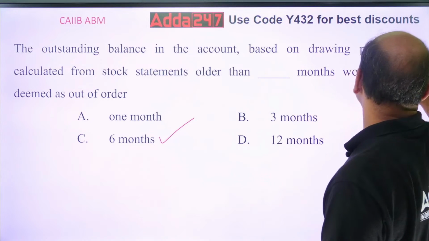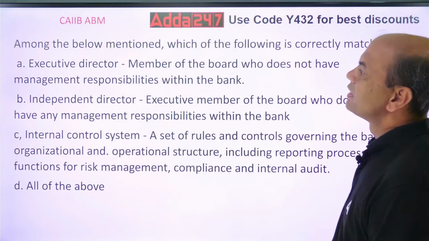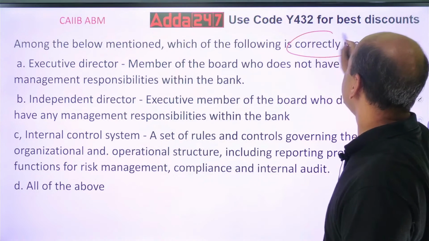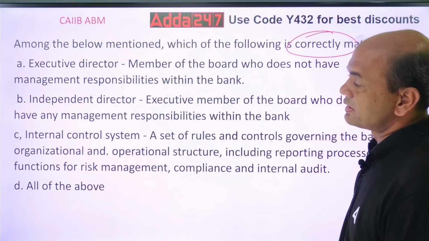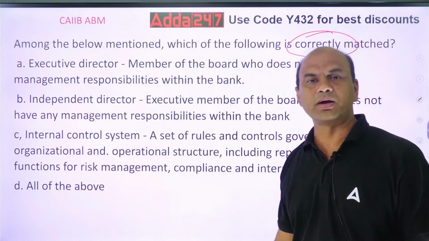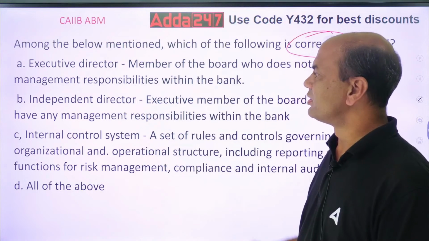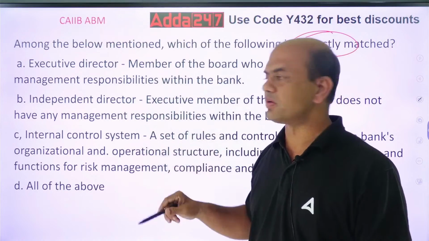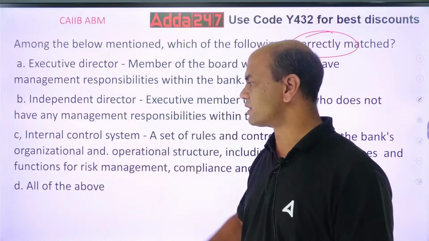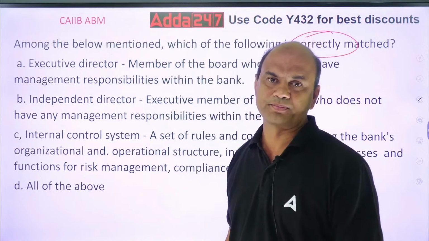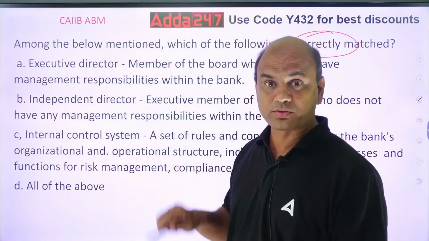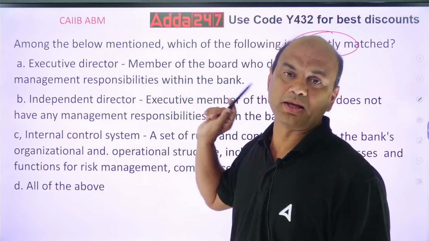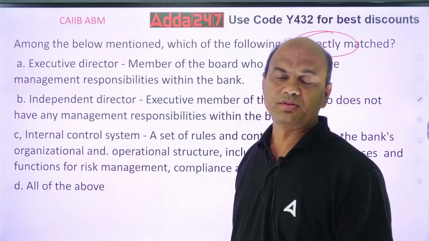Next. Among the below mentioned, which of the following is correctly matched? Now look at this. You might be feeling that all of them are correct: executive director, the role, independent director, internal control. But you must know, here we have to match the following. It may be that this and this may not match. So this is what you have to check.